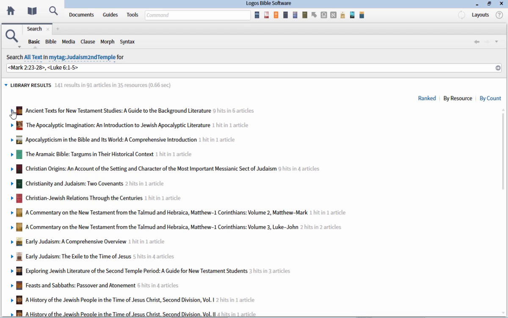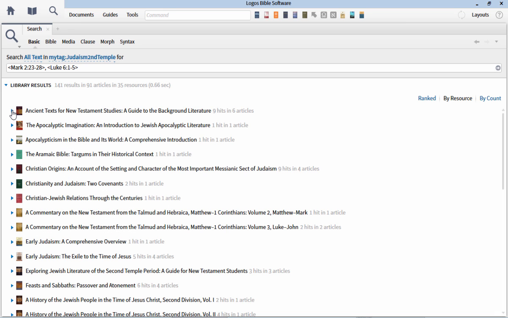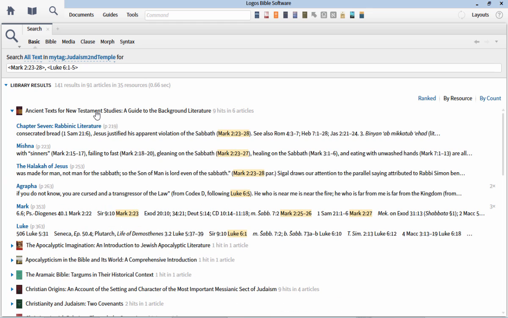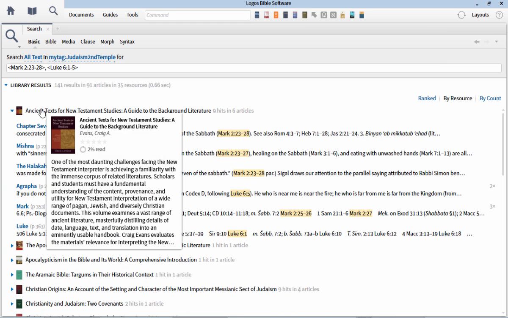But one of these, it says Ancient Texts for New Testament Studies, written by Craig Evans, who is one of the leading evangelical New Testament scholars today. He's written this introduction on Judaism and other elements of the culture at the time of the New Testament. Some ancient texts you need to know if you want to understand the New Testament.